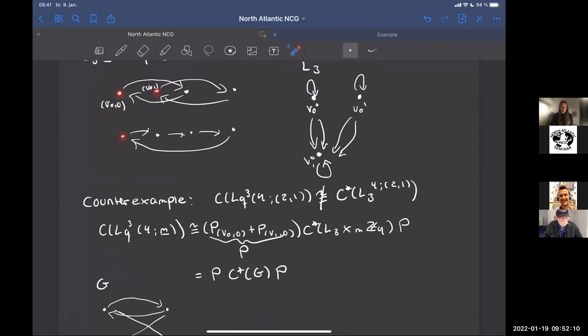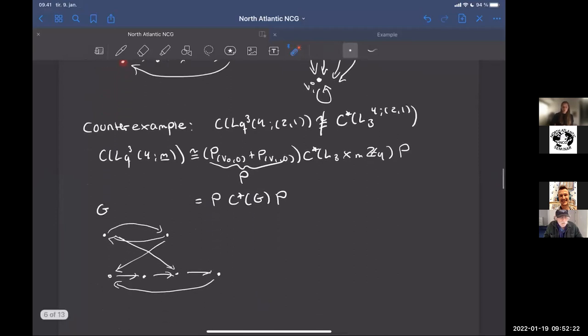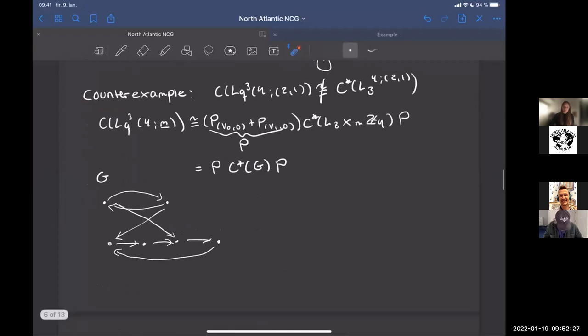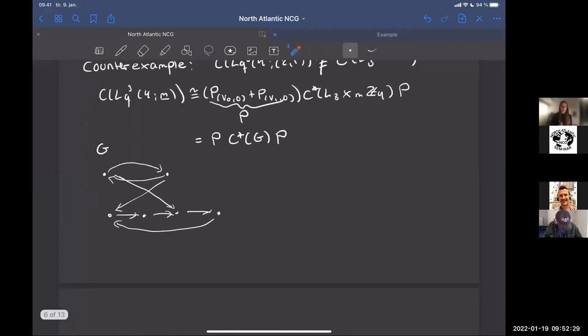So you see that everything which comes out of these two vertices here is not connected to either V00 or, of course, V10, and therefore they cannot be in this corner. So therefore we can look at this graph G instead.